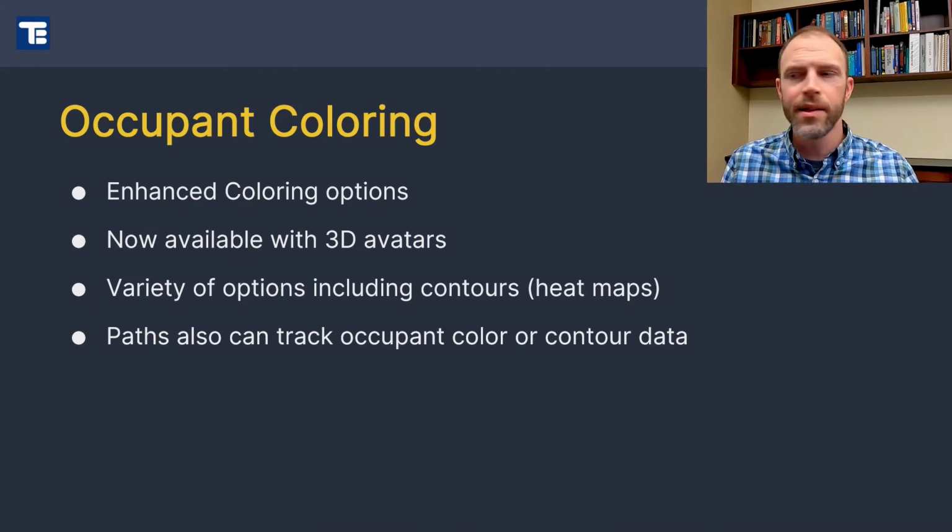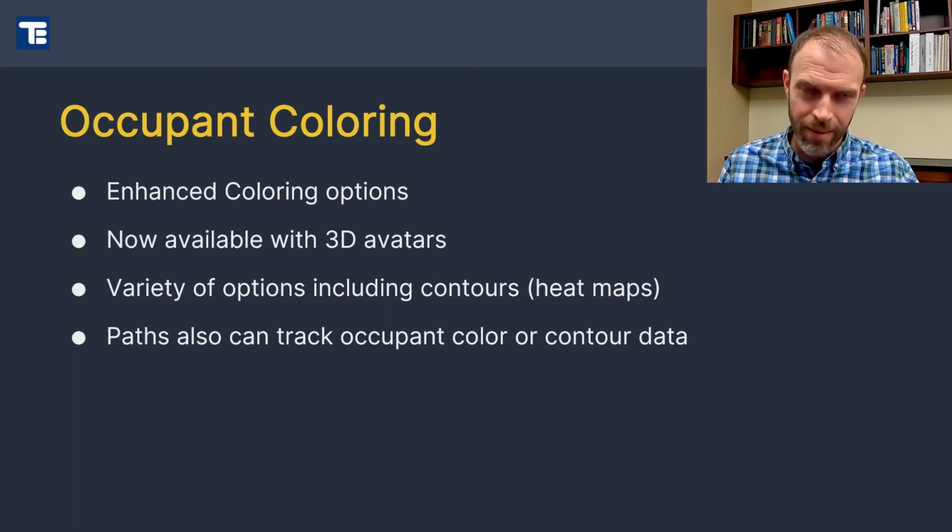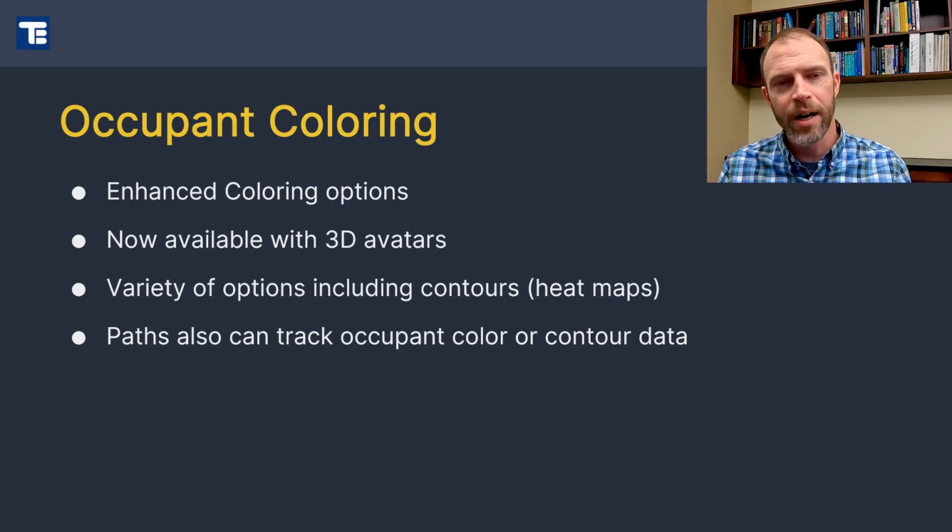Next up, we've added some work on occupant coloring. This is something that you could do before, but you could only color the cylinder representation of our objects, and now we're able to overlay a color even on the 3D models, including those bring your own 3D models. And there's a variety of options now, including coloring the occupants not only by built-in values like density or velocity or level of service, but also by any contour that you've calculated and displayed underneath.